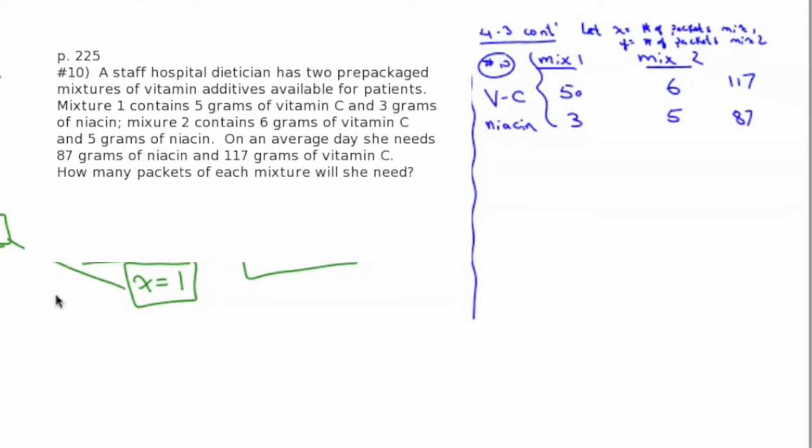So where do I put the X in this mix? X is going to be mix 1, or vitamin C and niacin. So you get X here and X here. And Y goes on 6 and 5.